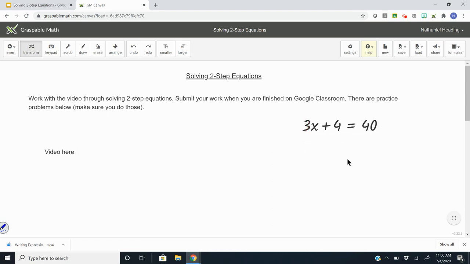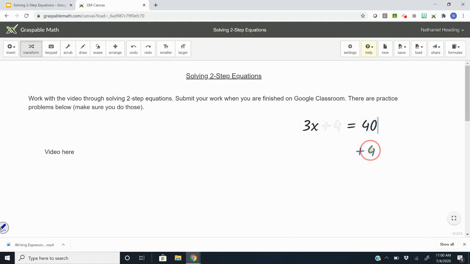So what I'm going to do here is I'm going to isolate this X. I want to figure out how many DVDs are in each box. So what I'm going to do, since this is called Graspable Math, I'm going to start grabbing some things. So our step was to first undo this addition. So what I'm going to do is I'm going to grab this 4. So you see how the 4 turns blue? Now watch this. I can move it around.